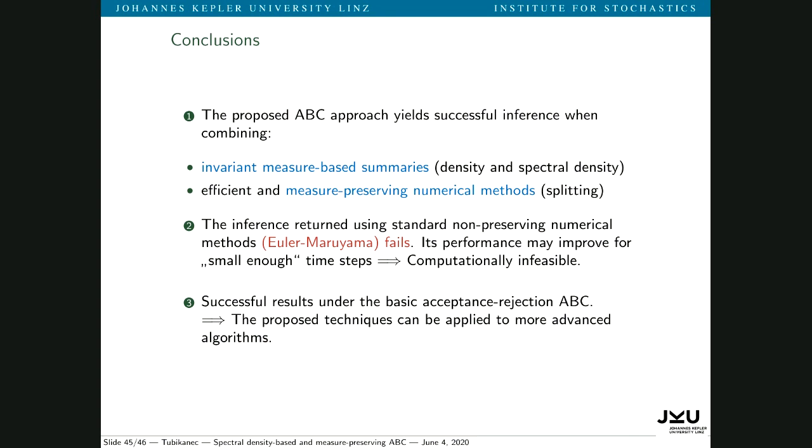And in contrast, for the splitting method, there are formal proofs which tell you that this method does what it should. And then as a last point, what I'd like to mention is that we used a very basic acceptance rejection procedure to illustrate that even in the basic framework, the discussed ingredients may yield very promising results. But what we believe is that these ingredients can be also used in more advanced algorithms.